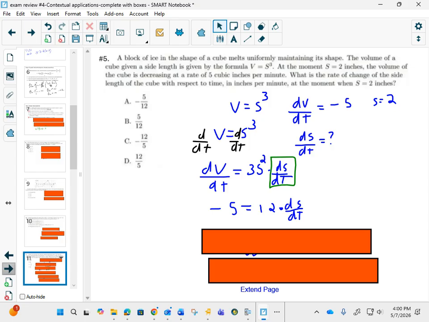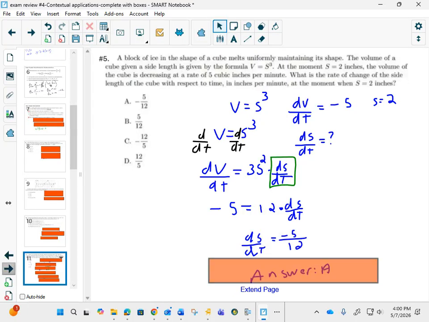Some common mistakes that I sometimes see students make in a question like this is they want to plug the 2 into the s already and just say, okay, V is equal to 8. That was just a moment that we know at s equals 2, these things are happening, but throughout the rest of it, the s is changing, the volume is changing. Both the volume and the sides change with respect to time. And then it's just a matter of rearranging and solving, so the answer is A.